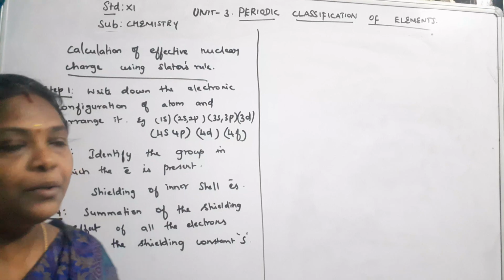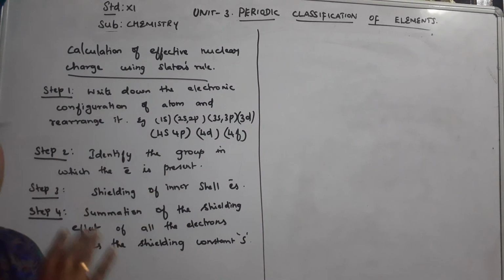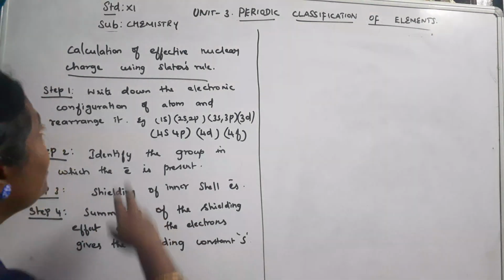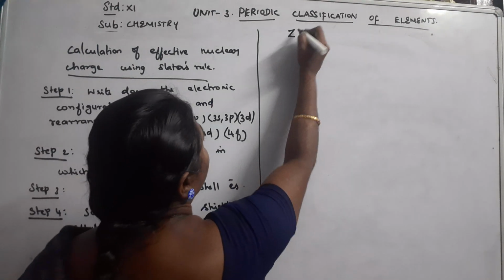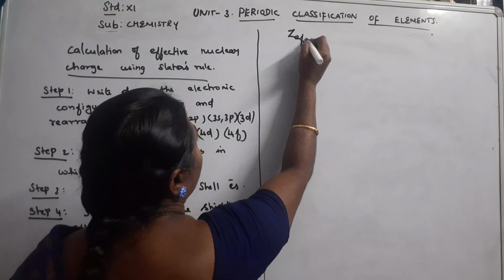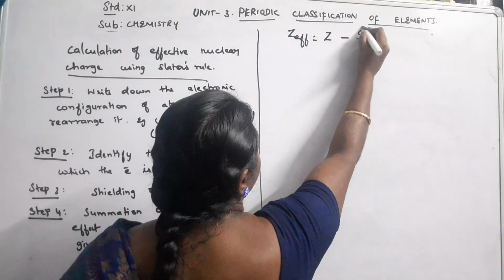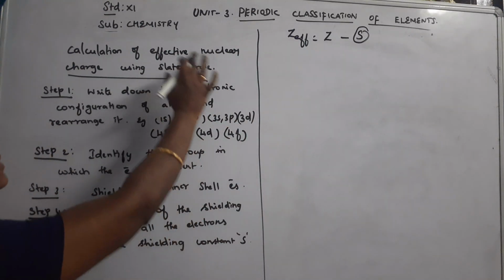Okay students, so first, these rules are followed to calculate the screening constant. To calculate the screening effect using Slater's rule, we are going to follow these steps. Let me write the formula here: Z star or Z effective is equal to Z minus S. This S can be calculated by using this rule, that means by applying Slater's rule.